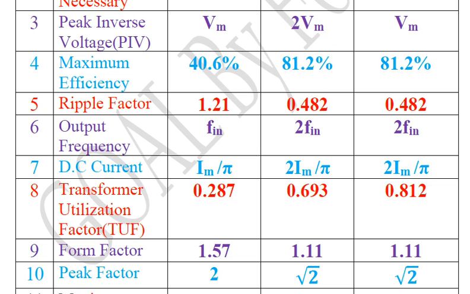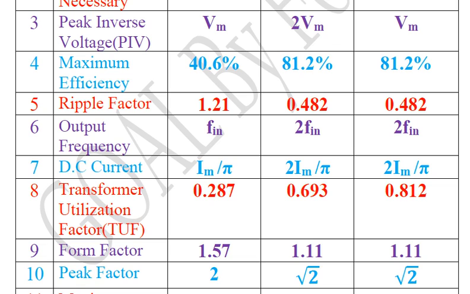Next point is PIV, that is also known as peak inverse voltage. Friends, PIV of half wave rectifier and bridge type rectifier is Vm, that is known as maximum voltage, but in case of center tap rectifier PIV is 2 Vm.